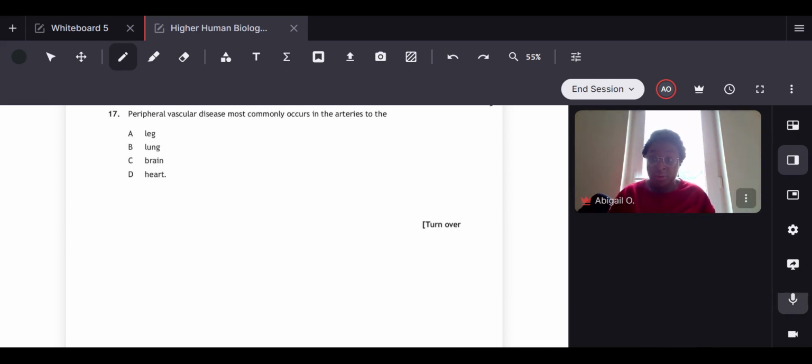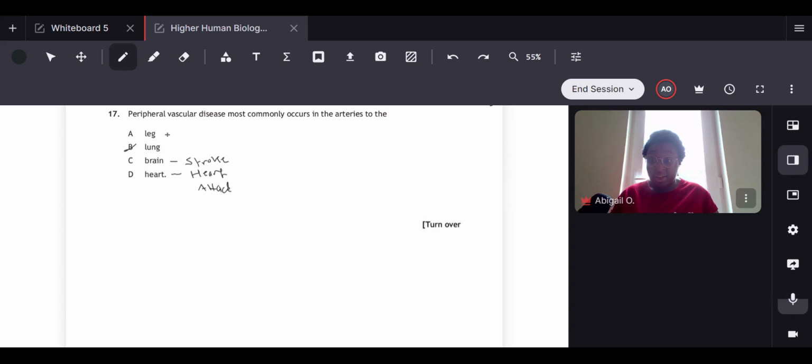Question number 17. Peripheral vascular disease most commonly occurs in the arteries to the... This question is really asking what we know about arterial disease, and what part of the body causes what kind of disease. Arterial disease in the heart causes a heart attack. Arterial disease in the brain causes a stroke. We don't usually get arterial disease in the lung, but you can. It's not something that's commonly spoken about. So we'll cross out lung, because it's not something we ever talk about when it comes to arterial disease.